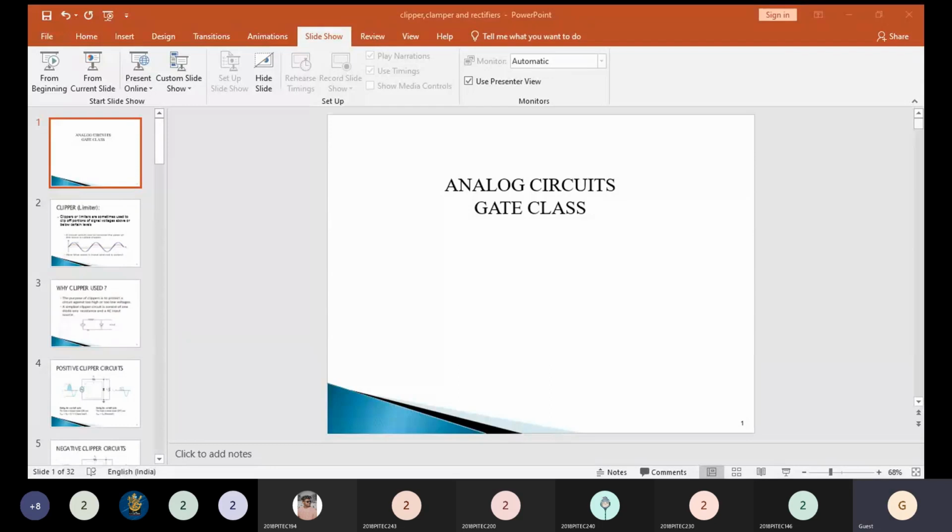We are getting output from 0 up to 5.7. Above 5.7, the diode will be in reverse bias, so it is clipped off. There is no output after plus 5.7 volts. The same concept applies in reverse: up to minus 5.7 we are getting output, and above minus 5.7, the negative clipping is happening.